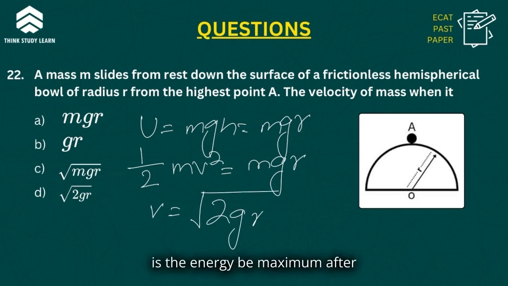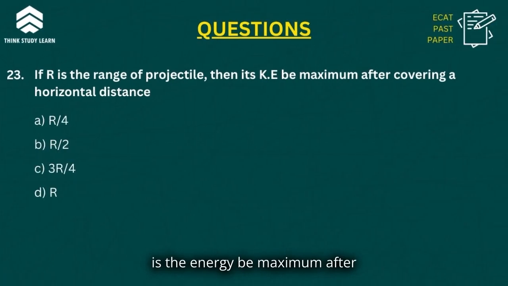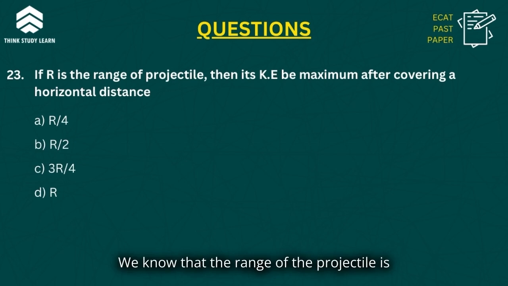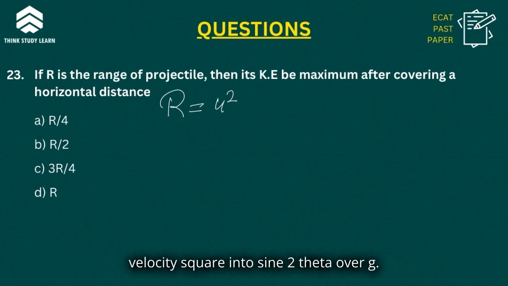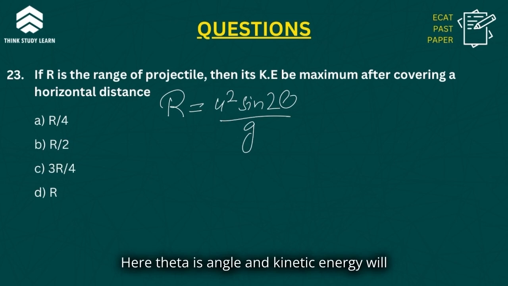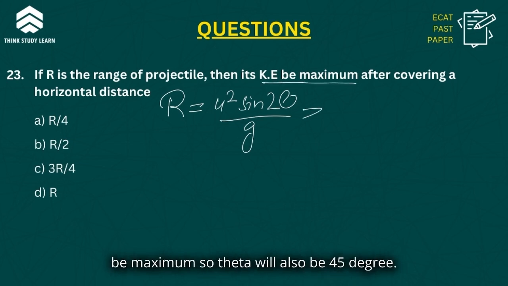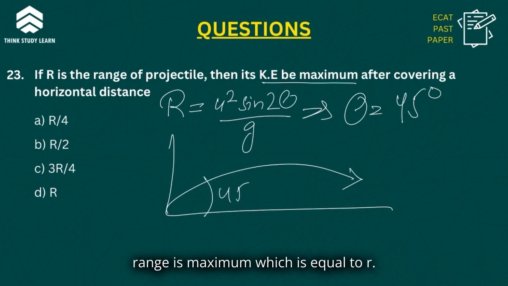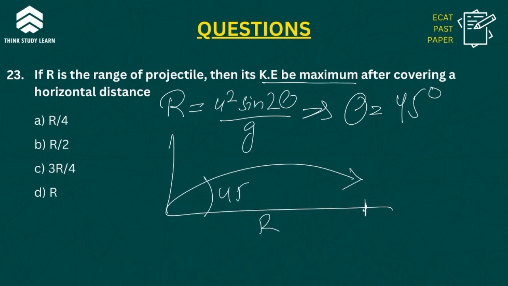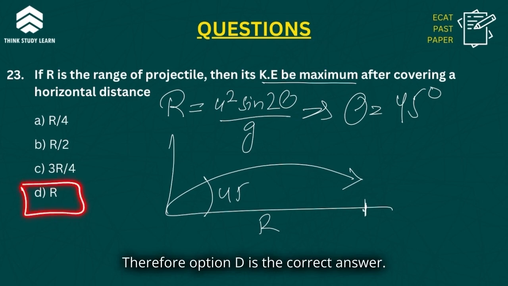Question 23 says that if R is the range of the projectile, then its kinetic energy will be maximum after covering a horizontal distance. We know that the range of the projectile is given by the formula R is equal to velocity squared into sine 2 theta over g. Here theta is the angle and kinetic energy will be maximum, so theta will be equal to 45 degrees. When theta is equal to 45 degrees, the range is maximum, which is equal to R. Therefore, option B is the correct answer.